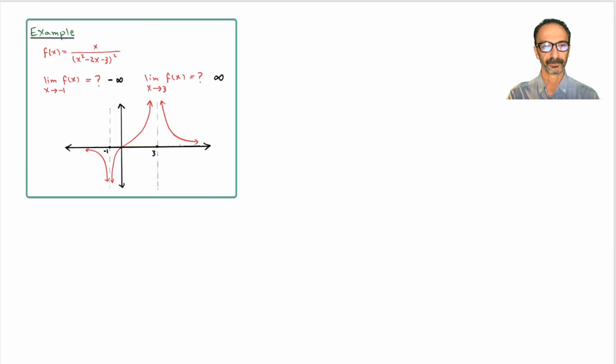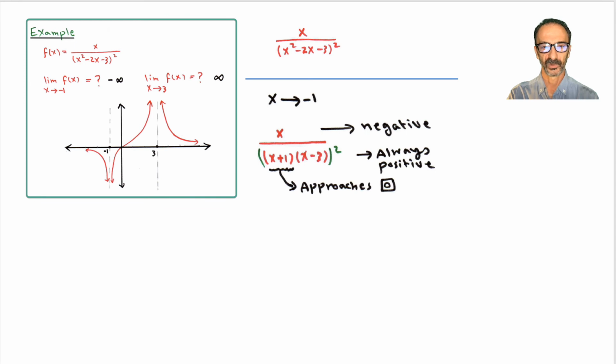Here's an example. I have the example, and I have the graph, and I have the answers, as you could see. Approaching negative 1 is taking you down to negative infinity. Approaching 3 is infinity. So we have our function right here. As x approaches negative 1, this is more detail why this is happening.